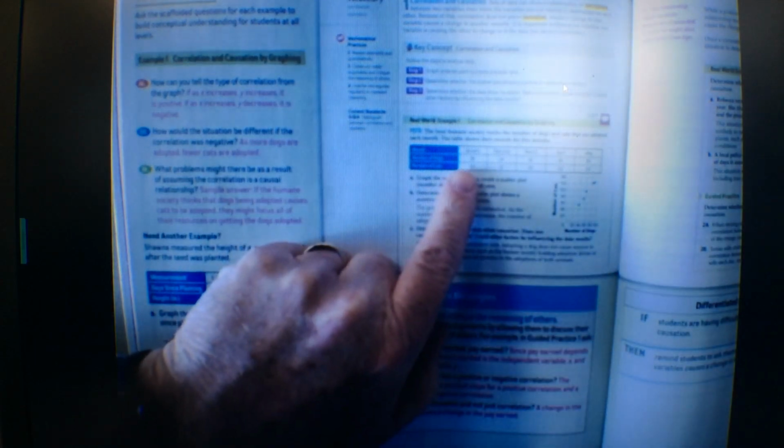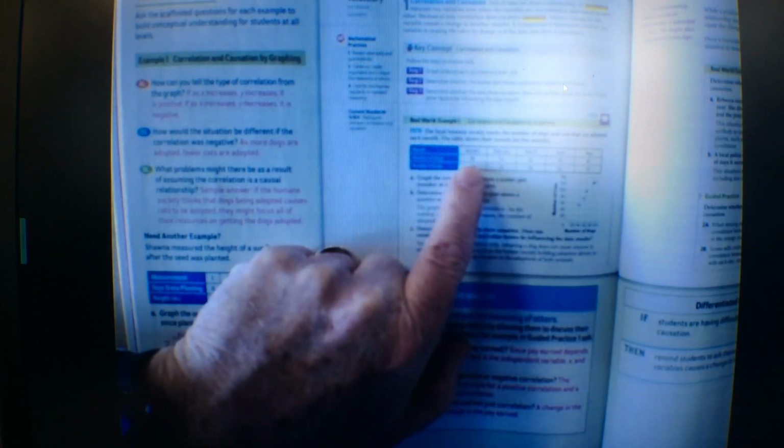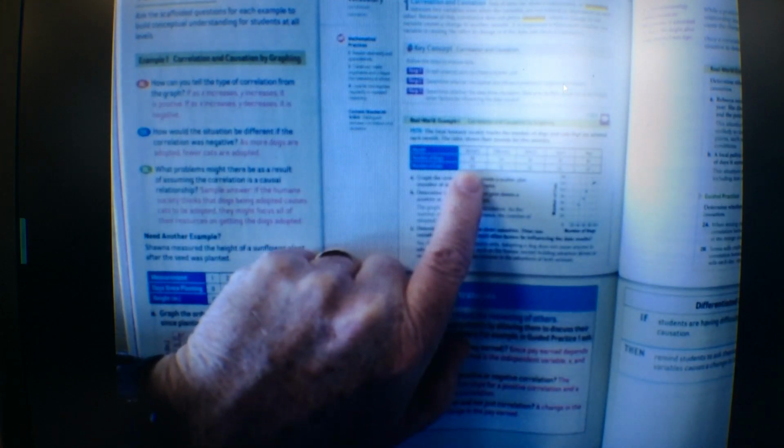The local Humane Society tracks the number of dogs and cats that are adopted each month. The table shows a record for 5 months. You can see the month, then the number of dogs and the number of cats. So the number of dogs they had in January was 90 and cats was 124. Most generally, are they going to have more cats or dogs? Probably cats, all right? Cats have bigger litters, right?